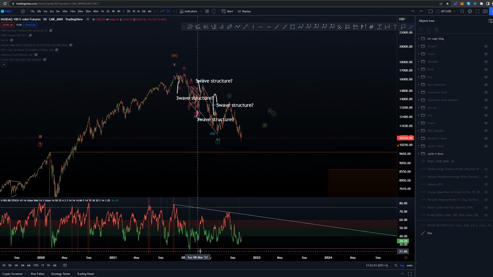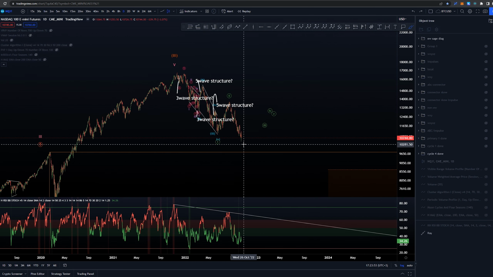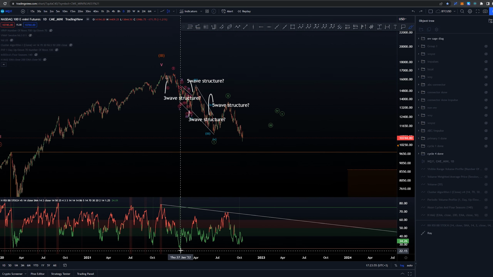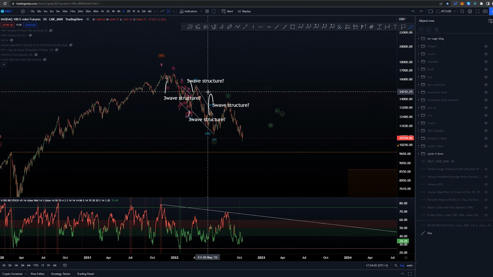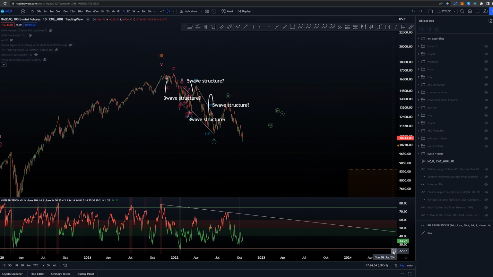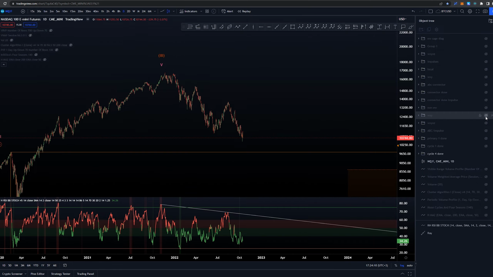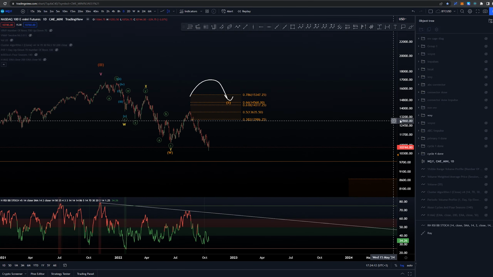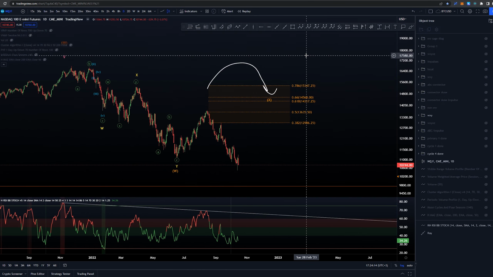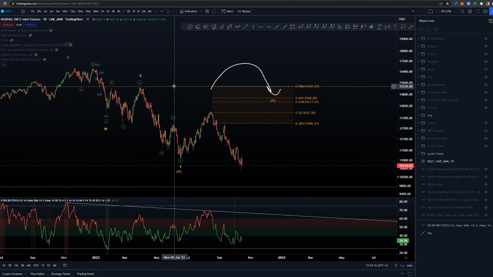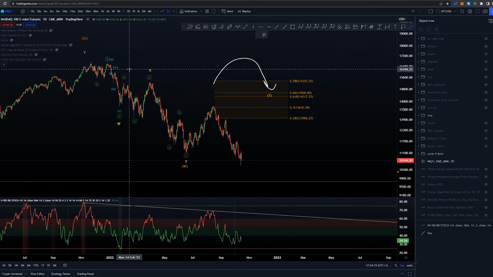So again, that is something that I definitely am looking for. If we are breaking the lows here of RSI that we had previously, then I definitely will visit this count again for sure. But for now, I'm still looking into the WXY count that I have. I just wanted to go through that count and the issues that I have with it. But this is basically what I got here on mine.